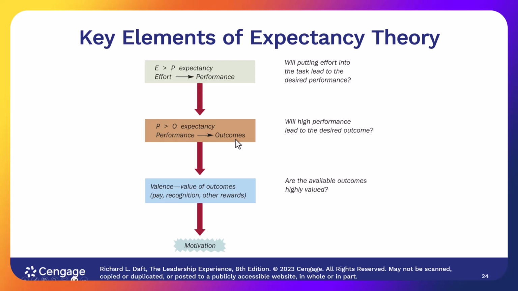Performance outcomes. So when you look at will high performance lead to desired outcome? Well, bottom line is it may or may not, but that's what you're trying to determine. Will it lead to a high outcome? And value of outcomes. So are the available outcomes highly valuable? If I do something really good and the outcome is you give me a paper certificate, that may not be what I was expecting. I was expecting a cash reward like everybody else got in the past.